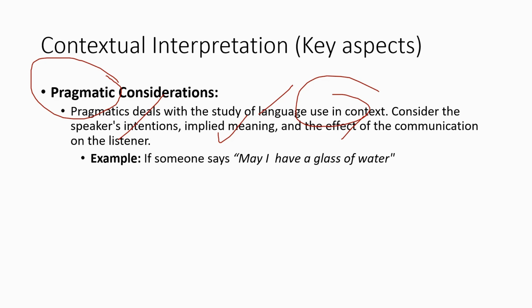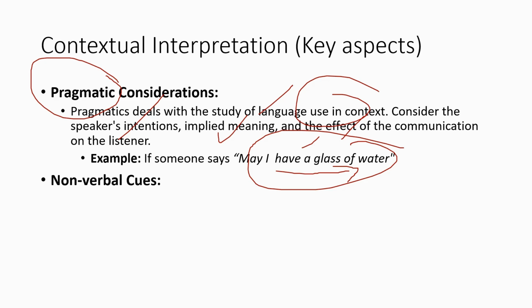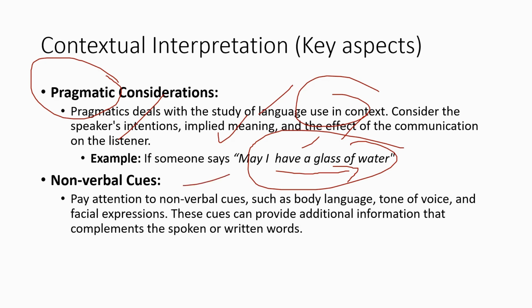The person who wants water, so this is the pragmatical use of text. Non-verbal cues. Pay attention to non-verbal cues such as body language, tone of voice, or facial expressions. If you focus on the tone of a person, the words are different, and the meanings are different.